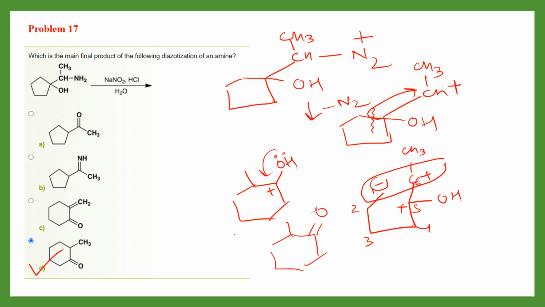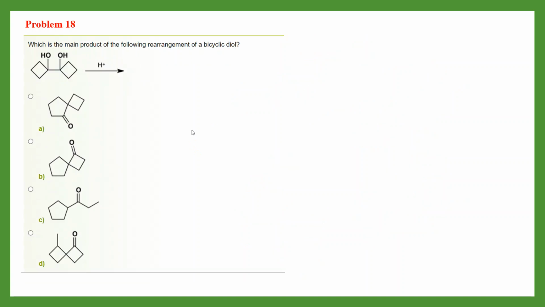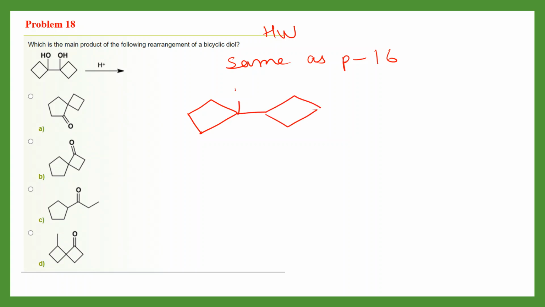Any problem in this question? I can explain again, you can ask. Okay. Now, this question you have to try. This is your homework. Same as problem number 60. Just try. Hint is first what it will form. Can anyone tell me? One of the OH gets protonated, since H plus is there in medium, right? In next step, what it will form?